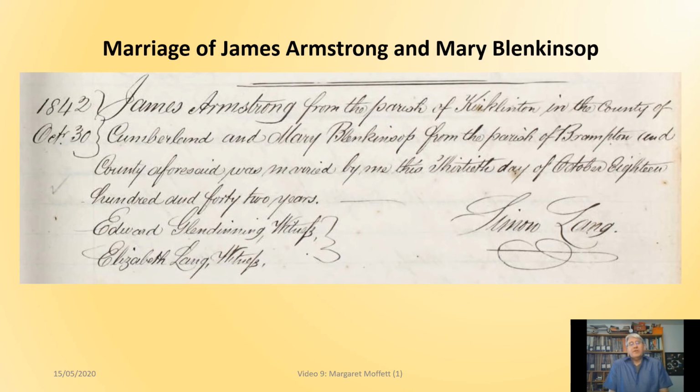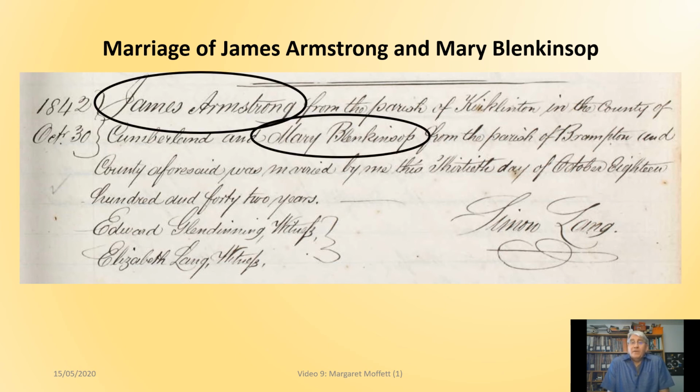A search for the marriage of an Armstrong and Blenkinsop prior to 1843 in the BMD index also draws a blank. However, a search of the Gretna Green records does reveal suitable candidates married on the 30th of October 1842. This would suggest that one or both of them were underage. And when it comes to the 1851 census, locating James and Mary Armstrong sadly draws a blank. Consequently, without any further evidence, we can probably conclude that James and Mary are not our Margaret's parents.